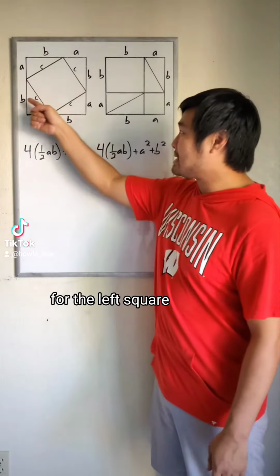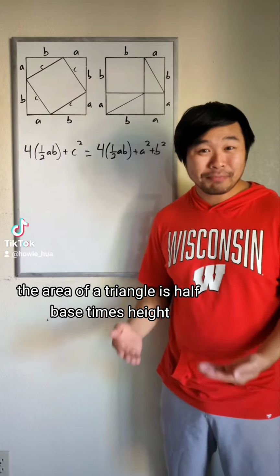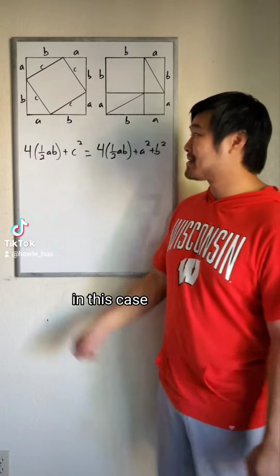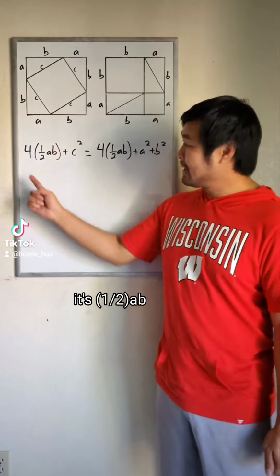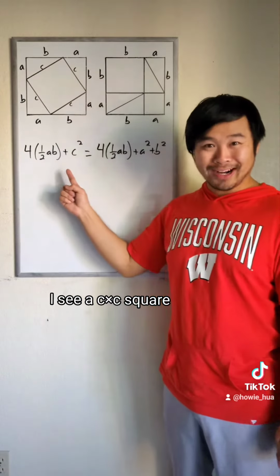For the left square, I see 4 triangles and a square. The area of a triangle is half base times height. In this case, it's half a times b, and there's 4 of them. And in the middle, I see a c by c square.